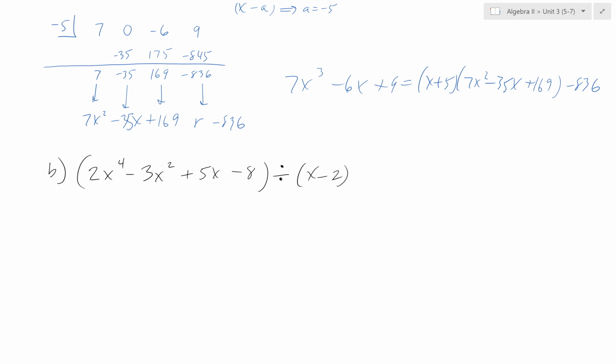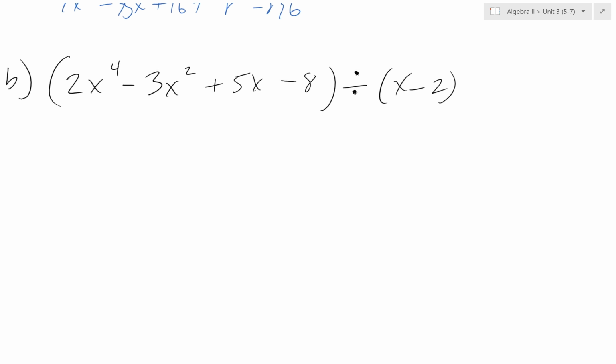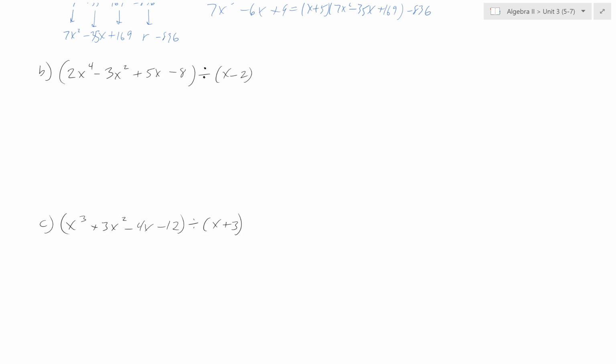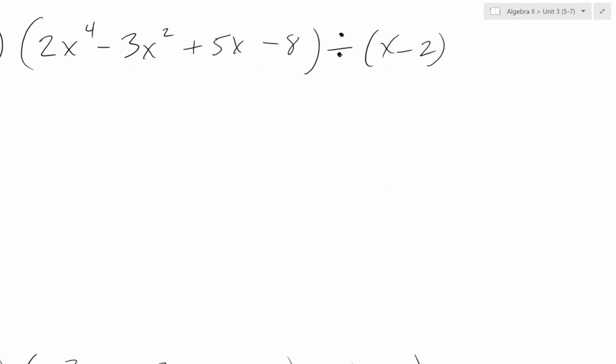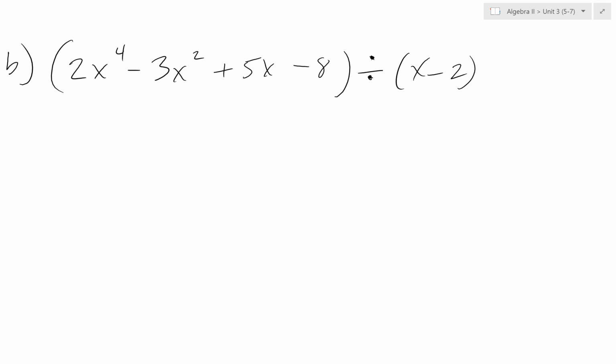So we're dividing by, yes? So is A always going to be the opposite of what it is? So if it's plus 5, it's going to be minus 5. And if it's minus 5, it's going to be plus 5. Yes. Okay. So what's A in this problem? A is 2.